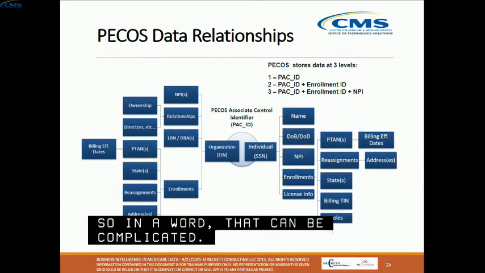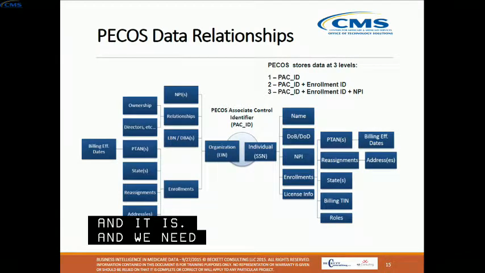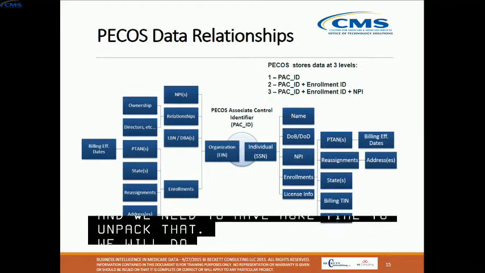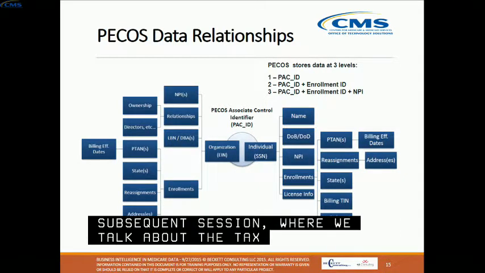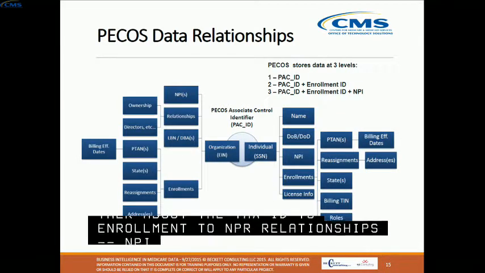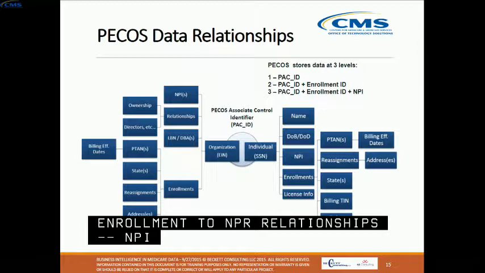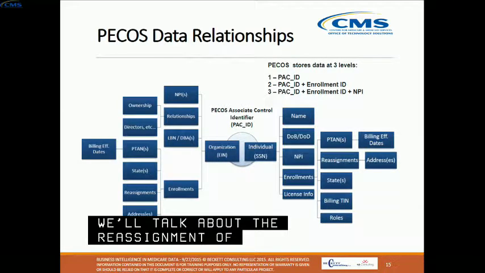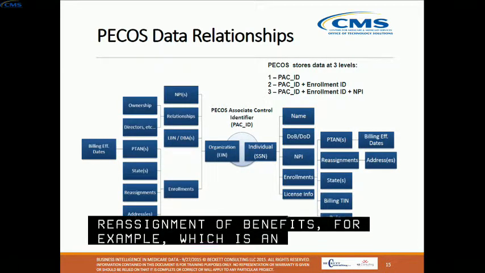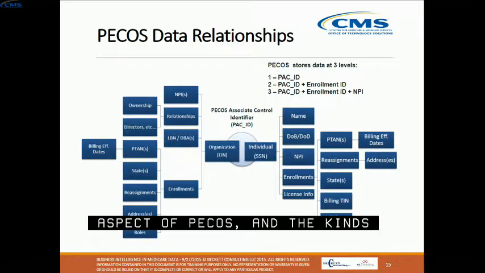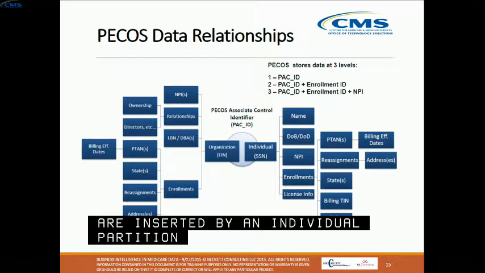And we will do that for you in a subsequent session where we talk about the tax ID to enrollment to NPI relationships. We'll talk about the aspect of reassignment of benefits, for example, which is another key aspect of PECOS. And the kinds of information and things that are inherited by an individual practitioner associated with the organization as a result of reassigning their benefits to that organization. We'll talk about that in a future session.